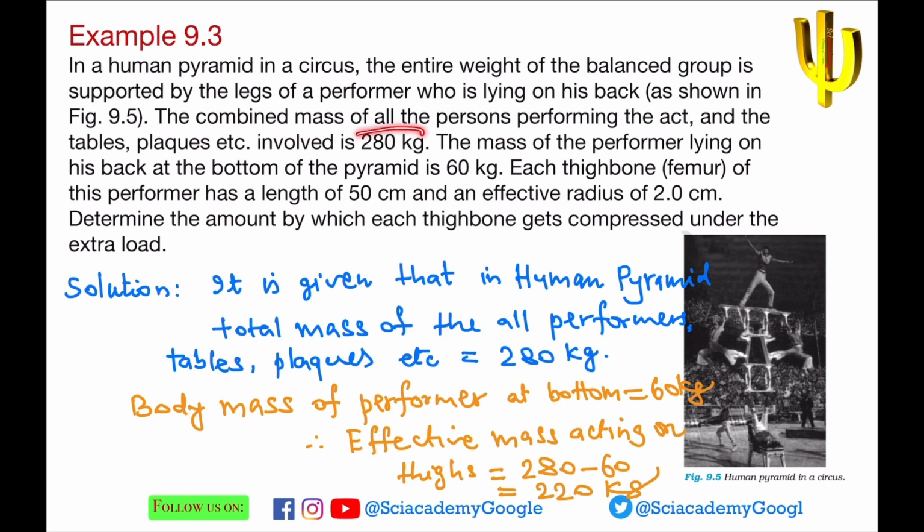because 280 kg is the total mass of all the persons. Notice it, of all the persons. That means it also includes the person at the bottom. Therefore, we will subtract the mass of the bottom performer. So the effective mass acting on the thighs of this bottom performer will be equal to 280 minus 60, that is equal to 220 kg. So this much mass is acting on the thighs of the performer.